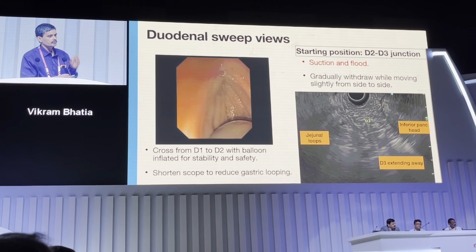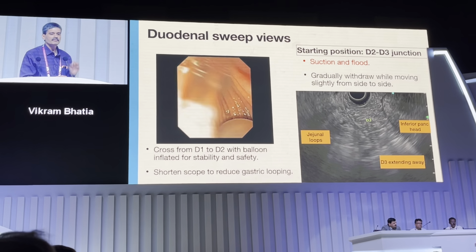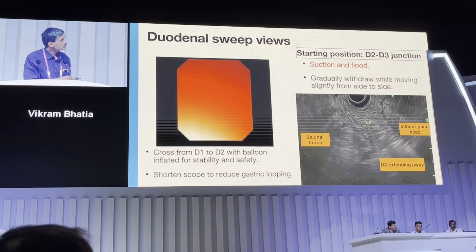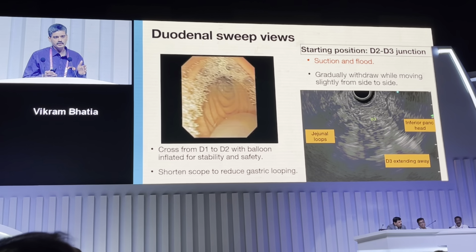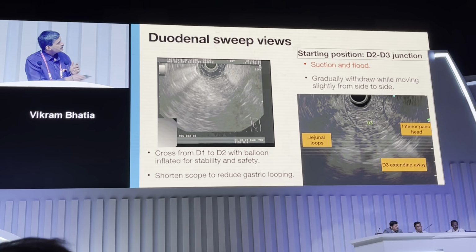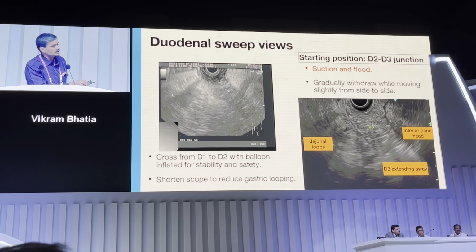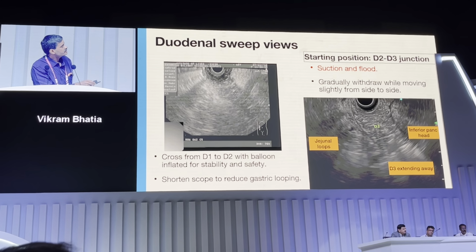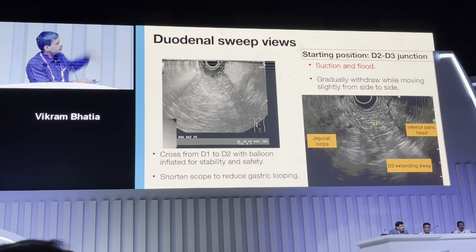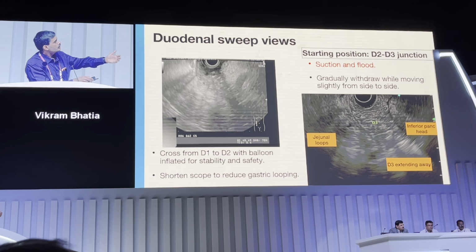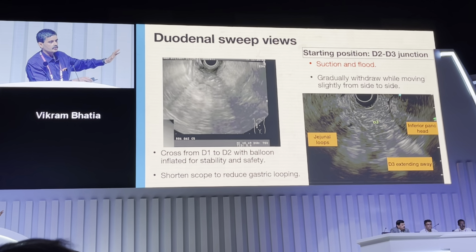You suction, you flood, you suction, you flood, till everything is crisp, all bubbles are gone, and the duodenal folds are separated by the instilled distilled water or deaerated water. The starting point for deep duodenal imaging or a C-sweep imaging is D3. So the starting imaging is that the D3 is falling away from you. Below are the jejunal loops which you cannot describe.